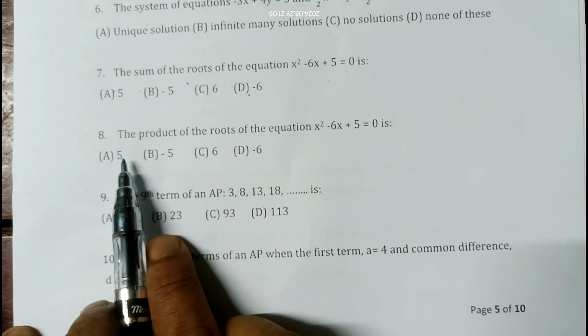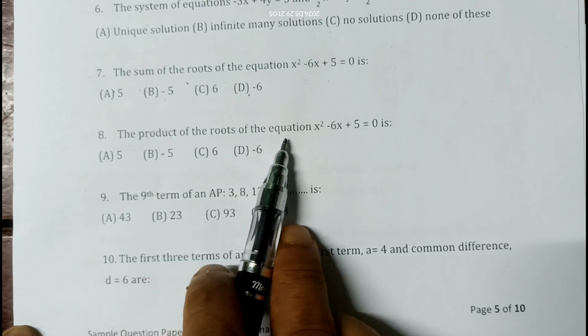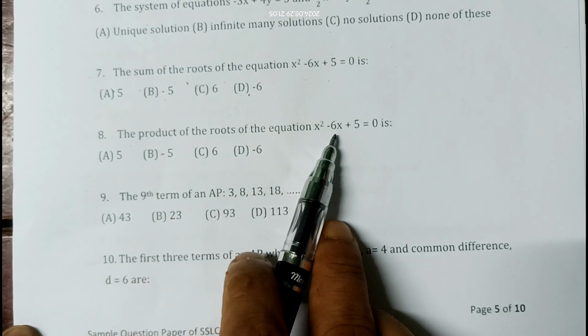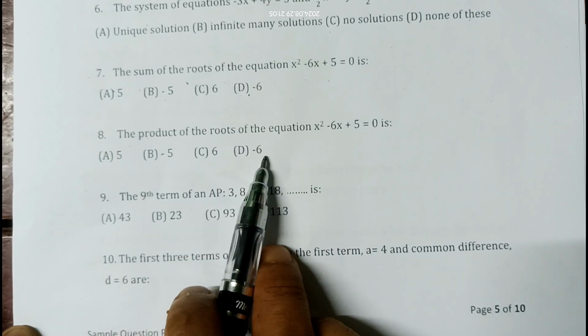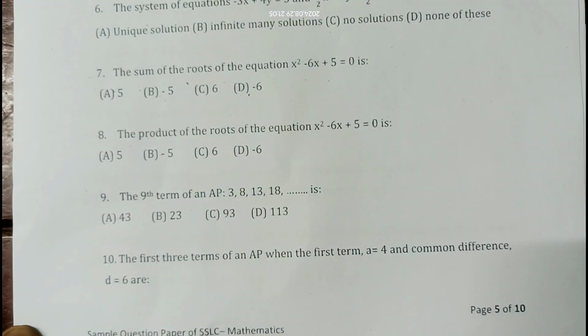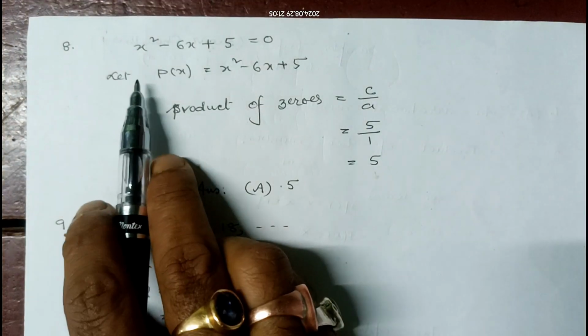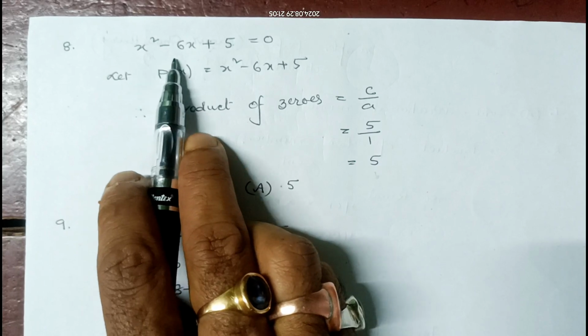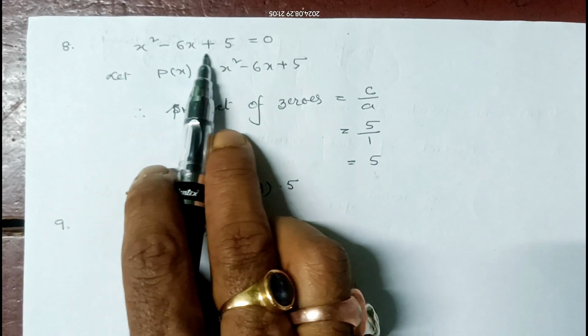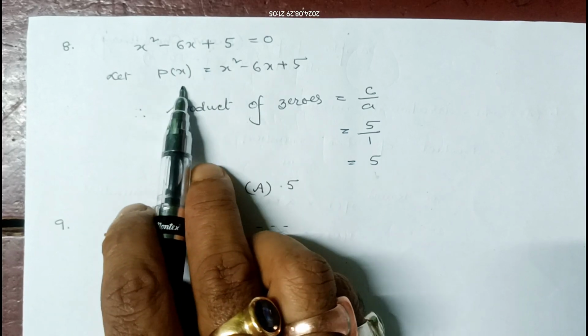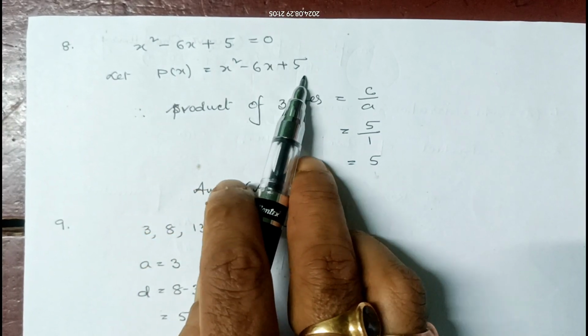In question number 8, it is given the product of the roots of the equation x square minus 6x plus 5 equals 0 is, again 4 options are there. We have to find the correct one. Here equation is x square minus 6x plus 5 equals 0. Suppose if you consider the left hand side, it's a polynomial. So p(x) is x square minus 6x plus 5.